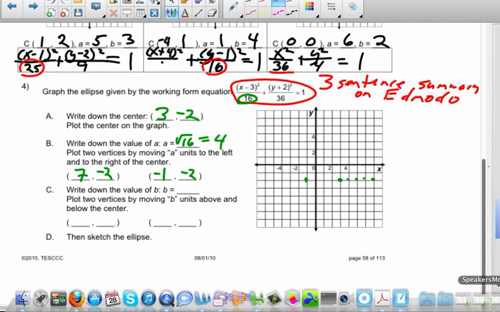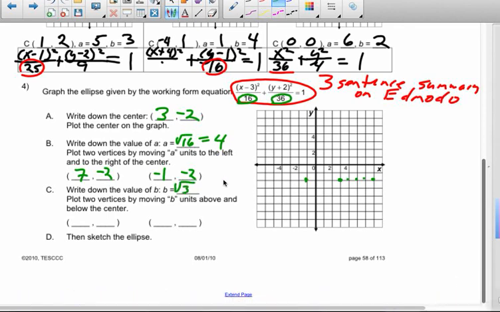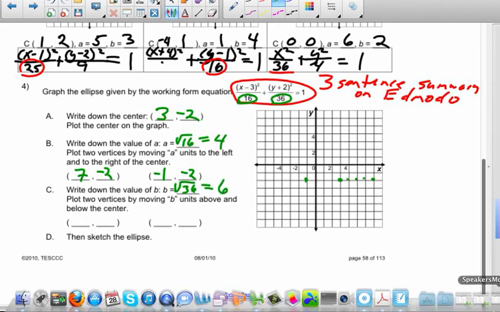So now we get the value of b, which is the point underneath the y. It's going to be the square root of 36, which is 6. And now I start at my center and I move up 6. So my x value is going to stay the same as my center. So I'm going to leave those. But my y value is going to change. And then I'm going to move 6 units up from -2, which should put me at 4. 1, 2, 3, 4, 5, 6. So it will be at 3, 4.